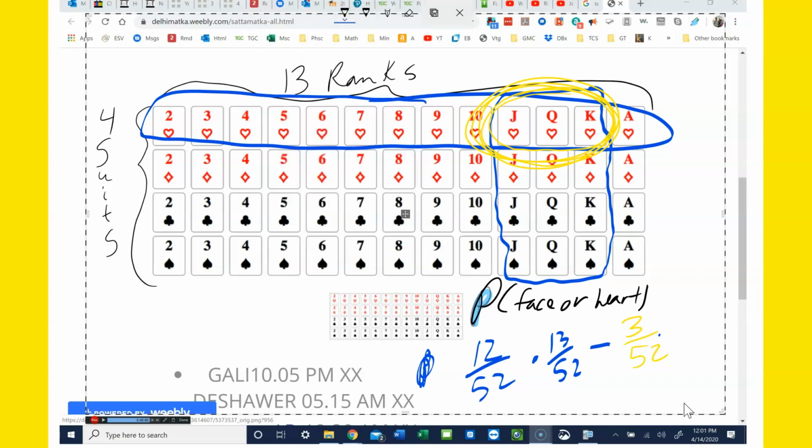Okay. And the total answer to that question would be, let's see, 25 minus 3. I believe that's going to be 22 out of 52, or 11 out of 26, if we reduce it.